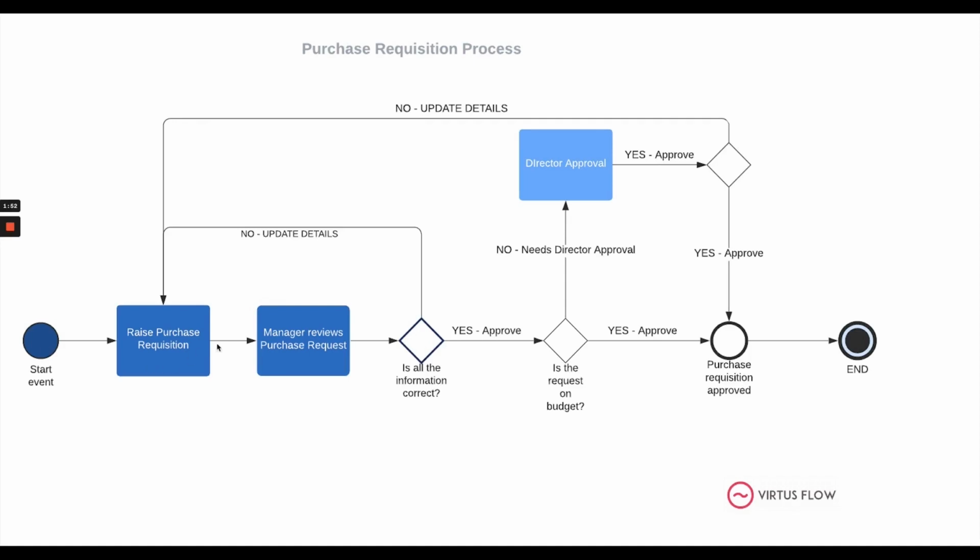After the purchase is requested, the manager will then review the purchase request to see that all information is correct. Then there are questions such as, is this request in the budget, which will then either be approved immediately or need to be forwarded to get director approval. We will now map this process with all the logics and conditions included in just a few minutes.